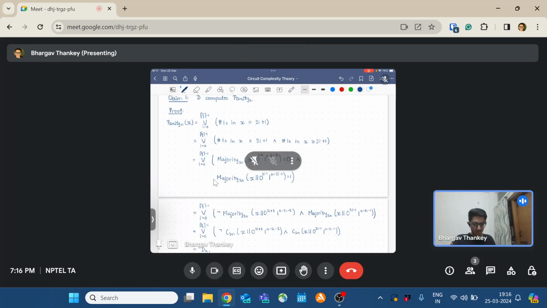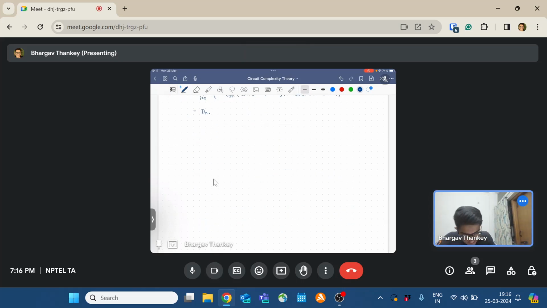Okay, so let's look at the first problem. Prove that TC0 is not contained in AC0. So recall that TC0 is a circuit with unbounded fan-in and threshold gates of constant depth and polynomial size.